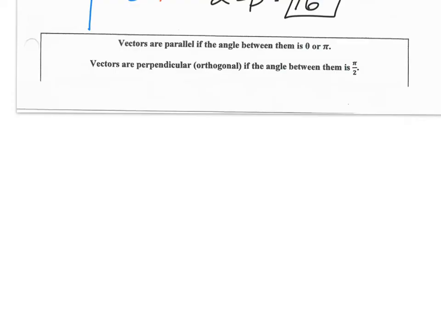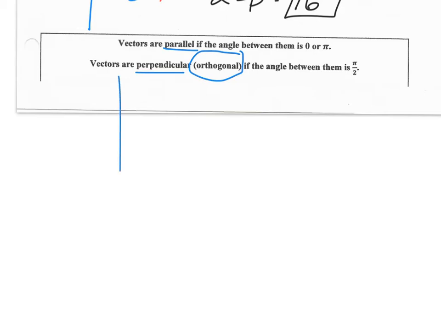Okay, now the reason we want to find the angle between them is to tell if they are parallel or perpendicular. Now, when you're talking about vectors, there is a kind of a fancy word for perpendicular. It's orthogonal, all right? But if you were to write perpendicular on a quiz or test, that's fine. No worries there. Okay, so vectors are parallel if the angle between them is 0 or pi, because remember, pi is like 180.